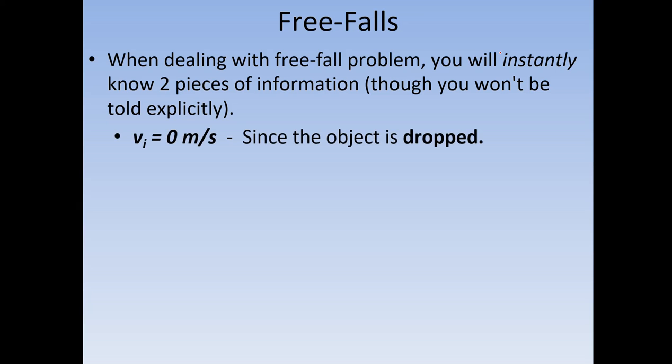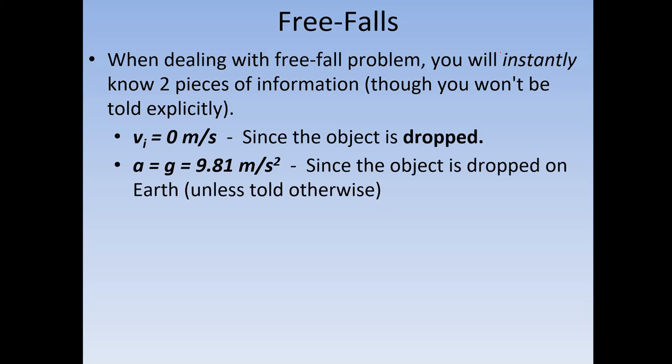The first is that the initial velocity is zero. When it says that the object is dropped, that means it's starting from rest. It's not thrown down, it's not tossed, it's not lobbed or anything like that. It's dropped, meaning you're letting it go and it's starting from nothing. The other is that the acceleration is 9.8. That's because it's dropped on Earth unless said otherwise. So with these two pieces of information, we can answer a lot of these problems.